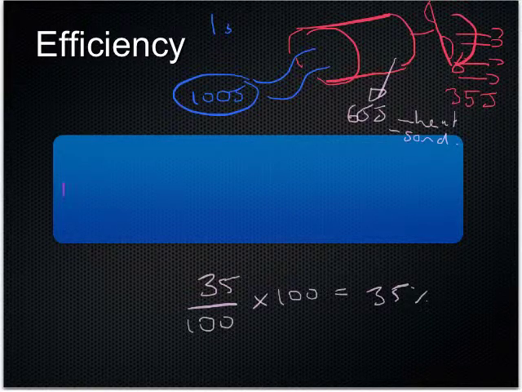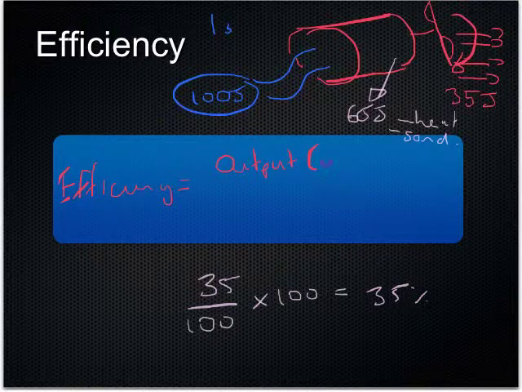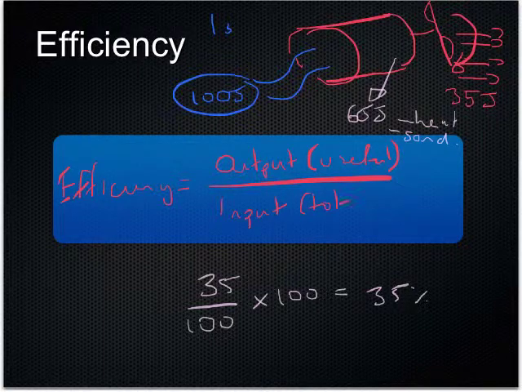So what's the formula going to be? So efficiency equals output, in other words useful energy, divided by input or total, times 100.